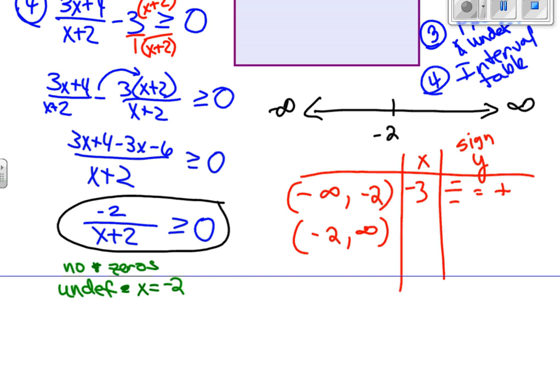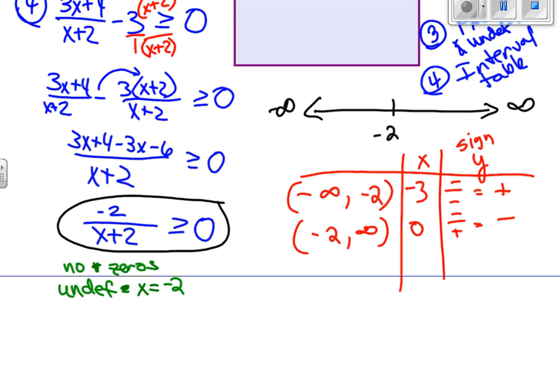So we've got that. Madison T, pick anything from negative 2 to infinity. 0. And this is negative 2, so that's negative. And when I put in 0, is that positive or negative? Positive. And a negative divided by a positive is a negative, as we look at that.